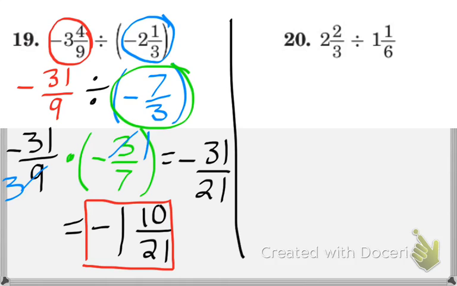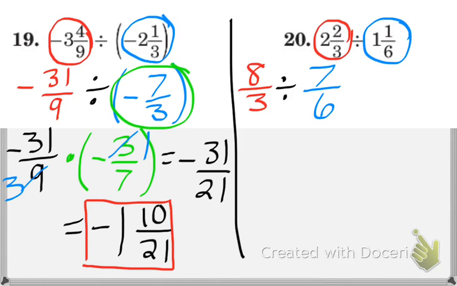Alright, last but not least, I'm going to make 20 the last one and give you the answer to, because I think you've done enough examples at this point. You've converted them both to improper, now flip the second one only.